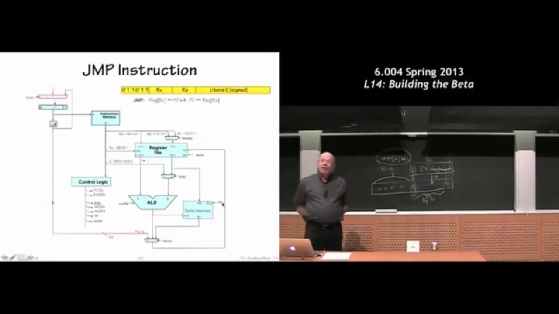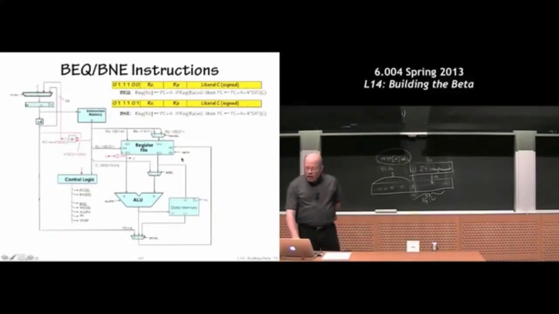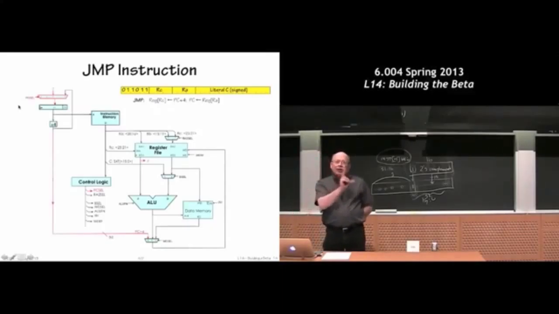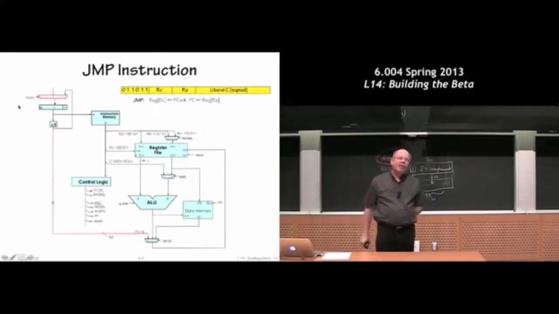So now we do the jumps and branches. I hope what you can see here is that we're now going to be fooling around with the PC logic because they affect the program counter. So I'm going to talk about two separate things. One is changing the program counter, which up to now has just been incrementing by 4.